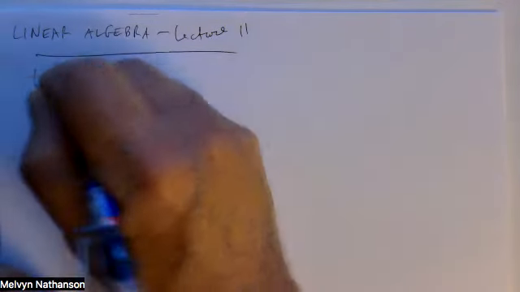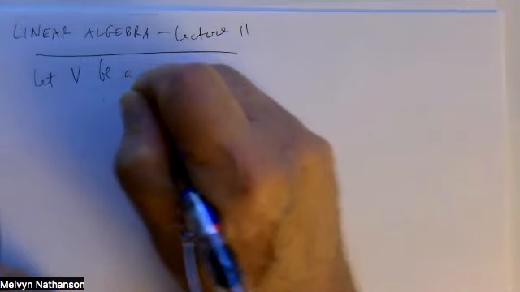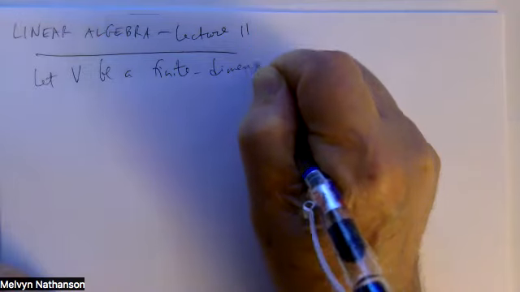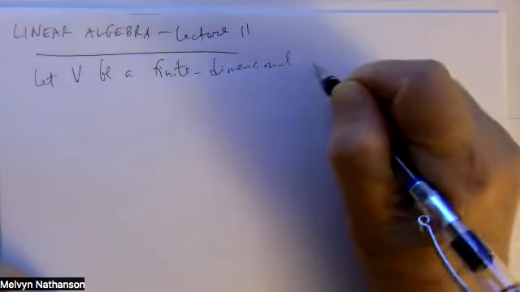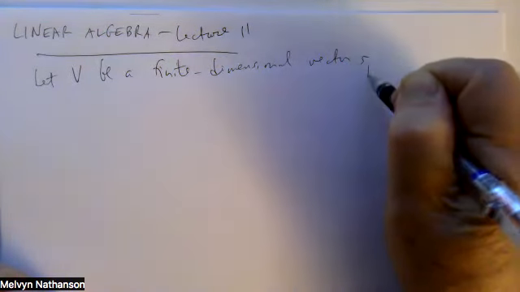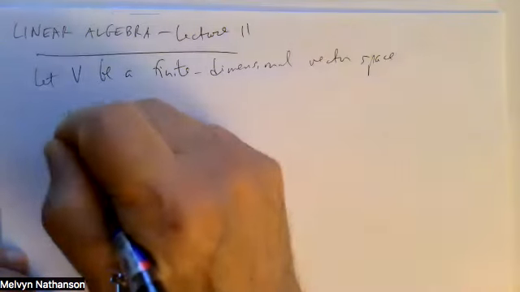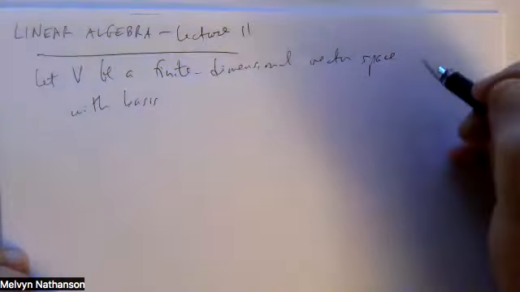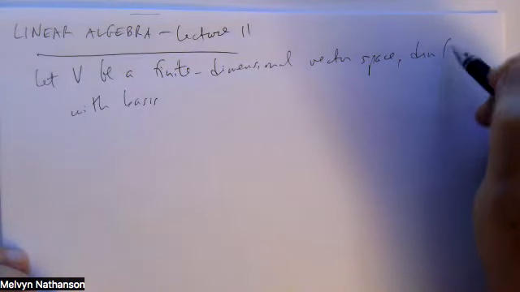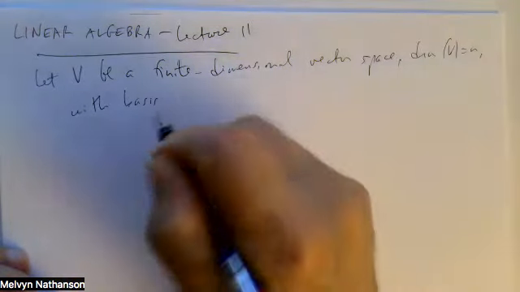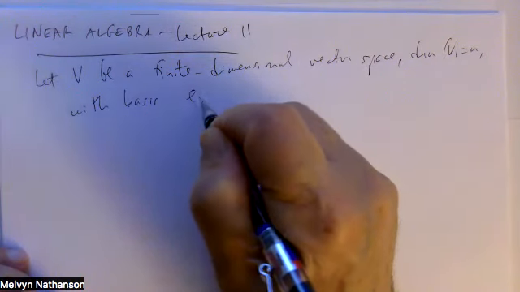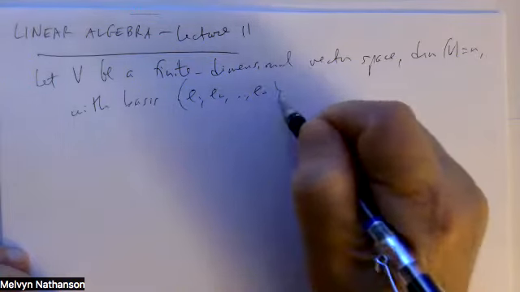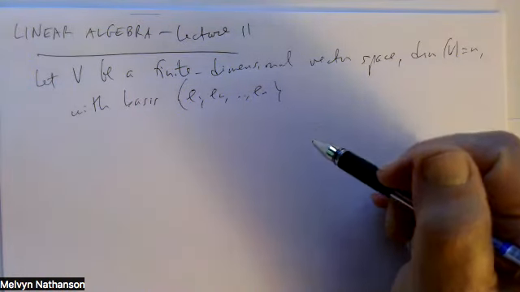Let V be a finite dimensional vector space, let's say the dimension of V is n, with basis e1, e2 up to e sub n. So this is an ordered basis for the vector space V.